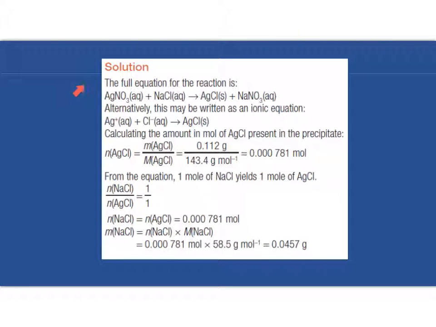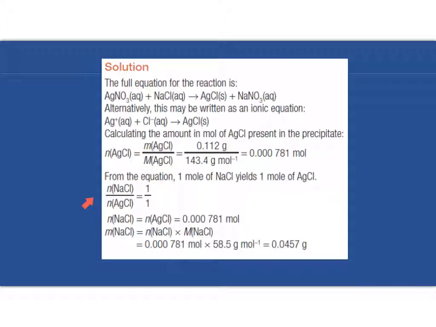Okay, so this is the one from the book, but the idea is basically to write your equation first. That's always the first thing you do, is write your equation, and we can see that we have a 1:1 ratio. When you're calculating the mass, so you know that you've ended up at the end with 0.112, you divide that by the molar mass of silver chloride, because that's your solid, and you get 0.000781 mole. We know it's 1:1, therefore, because we've calculated AgCl as a solid, we know that the amount of NaCl, which is what we're interested in, will be the exact same number of moles.